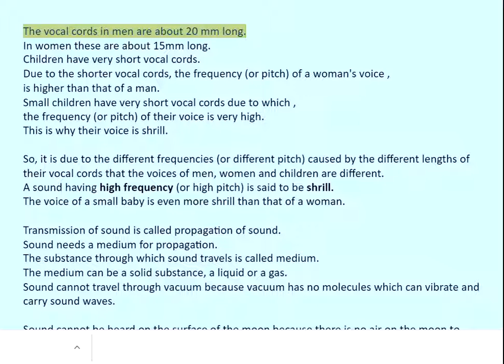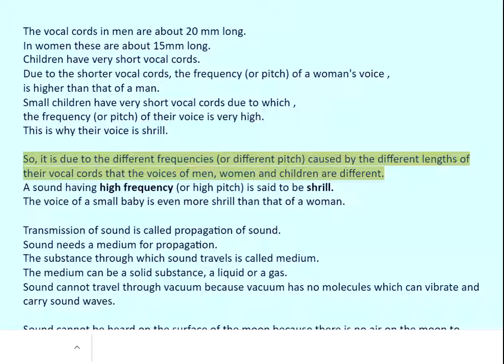The vocal cords in men are about 20 mm long. In women these are about 15 mm long. Children have very short vocal cords. Due to the shorter vocal cords, the frequency, or pitch, of a woman's voice is higher than that of a man. Small children have very short vocal cords due to which the frequency, or pitch, of their voice is very high. This is why their voice is shrill.